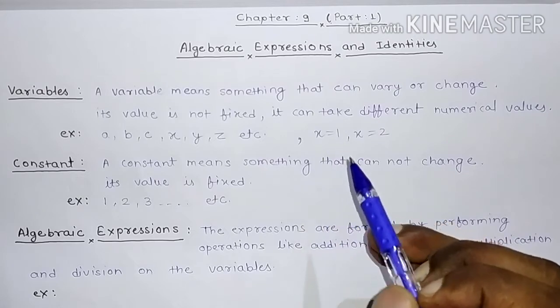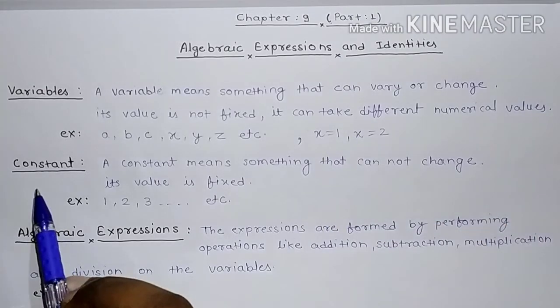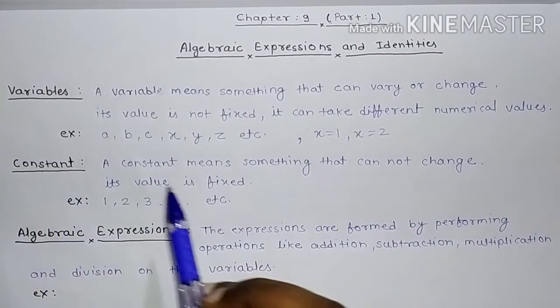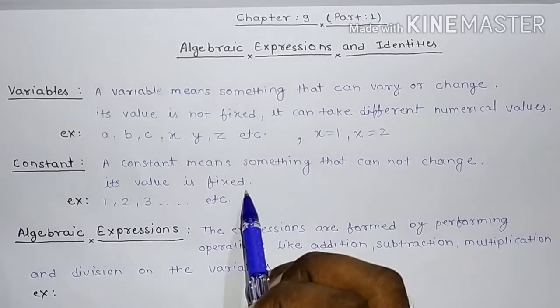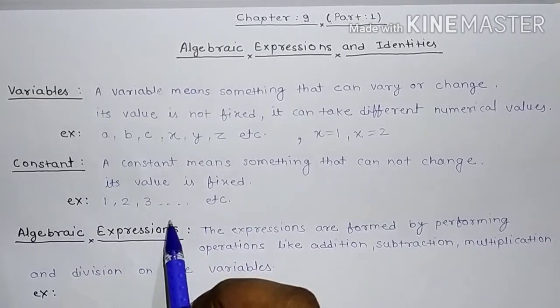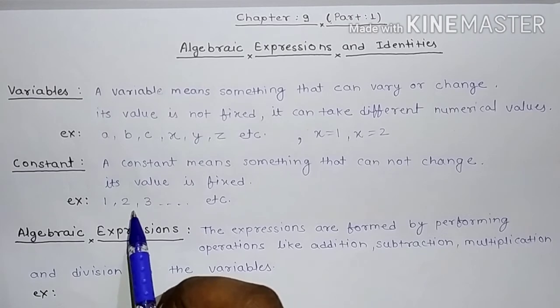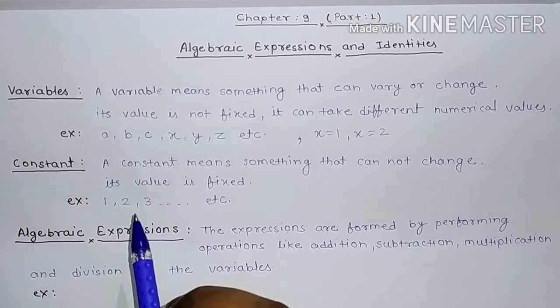Okay students? Now the next term, that is constant. A constant means something that cannot change. Its value is fixed. Example, all the numbers. All the numbers are constants and their value cannot be changed.